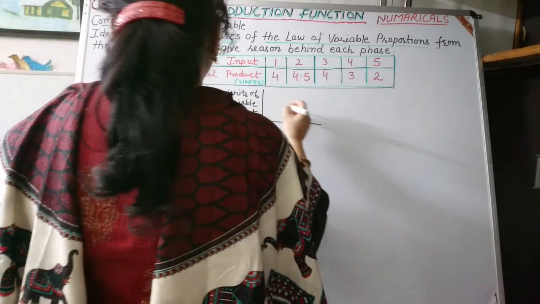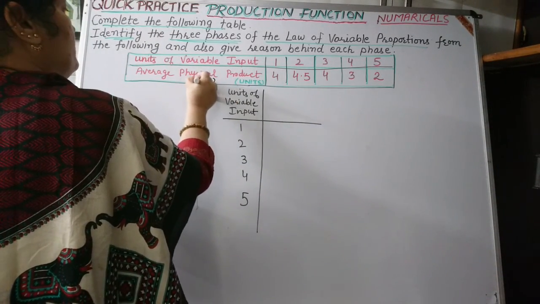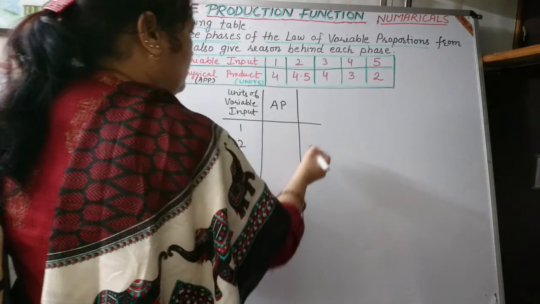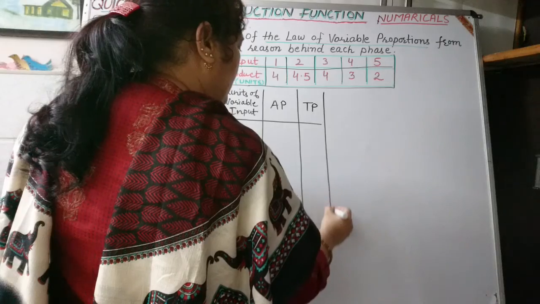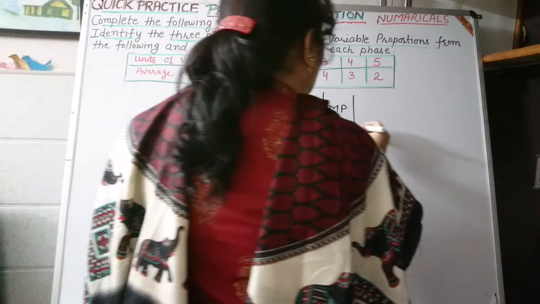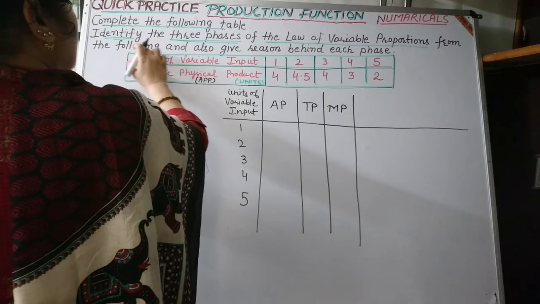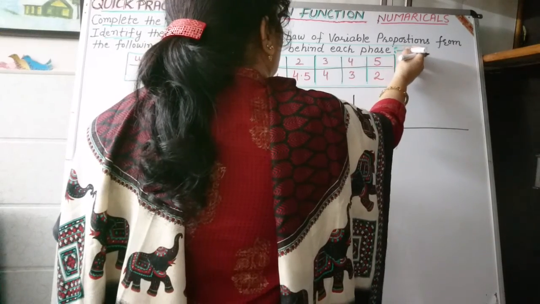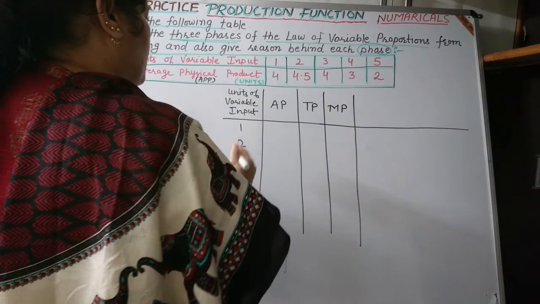And next we are given average physical product. APP means average production, that's all. For the calculation of the law of variable proportion, TP is required and moreover MP is also required. In our next column we will analyze, because they are saying also give reasons behind each phase. It means we have to calculate the stages of the law of variable proportion.